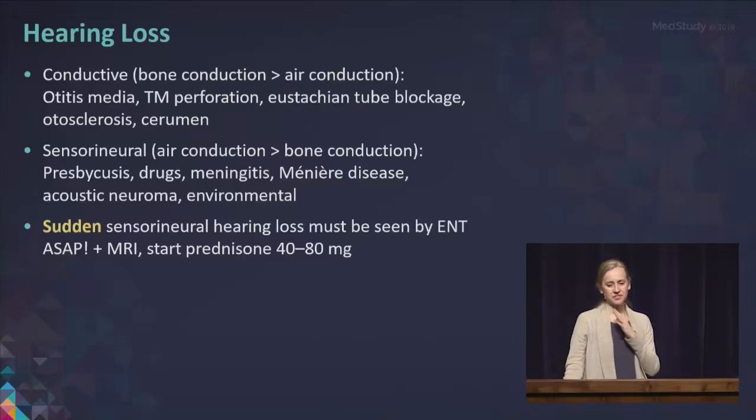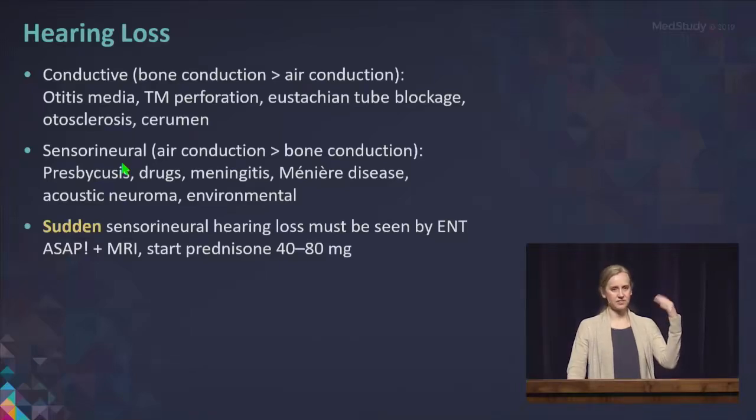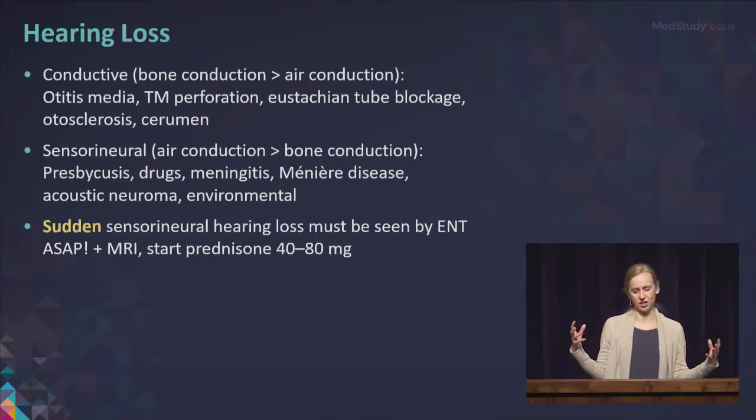So once you know whether it's conductive or sensory neural, that helps you so much with your differential, right? So conductive is going to be all of these things that are outside, all the way from the outside of the ear, going back through the ossicles until you get to the cochlea. Sensory neural is going to be presbycusis, which is chronic loss of high tones of hearing. So this is why none of my elderly patients can hear my voice unless I talk like this, right?